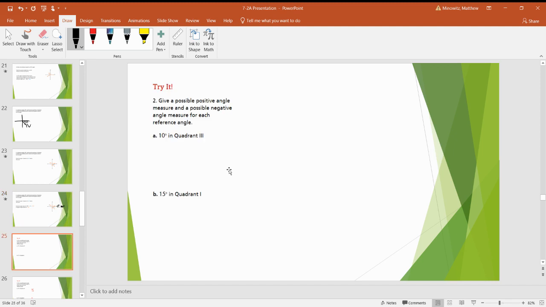So you give it a shot. I want you to tell me the angle with a reference of 10 degrees in quadrant 3, and an angle that's got a reference angle of 15 degrees in quadrant 1. Give me a positive and a negative. Try it out.